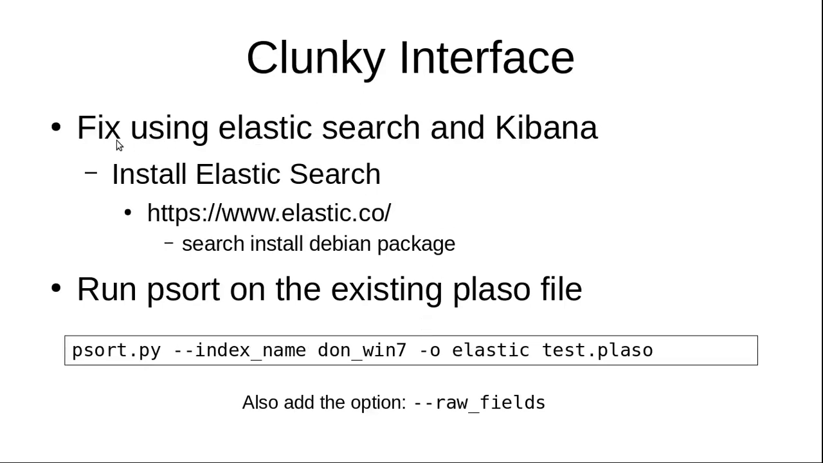However, it is a little bit clunky. Okay, you can fix this using Elasticsearch and Kibana. You'd install Elasticsearch. This is a little bit awkward, but there are instructions for it. And then you can run psort, but instead of specifying that it's going to be an L2T CSV file, you can specify elastic. And as long as you have Elasticsearch running, that data will be stored in Elasticsearch. For various reasons, you should also add the option --raw_fields.